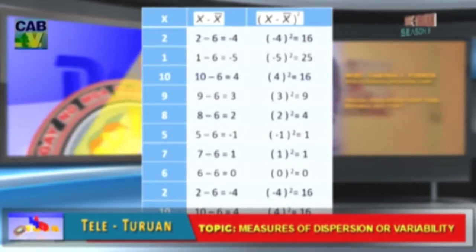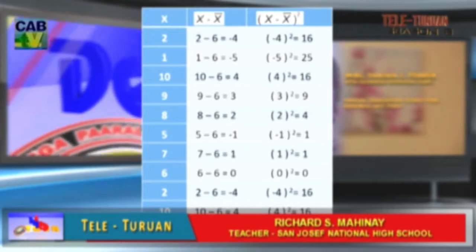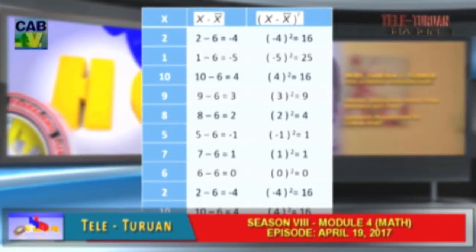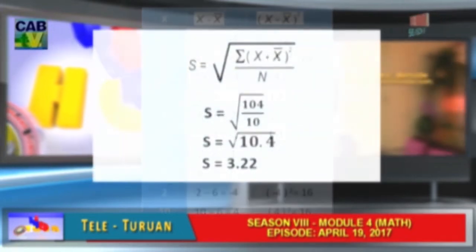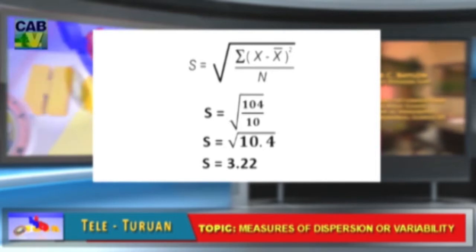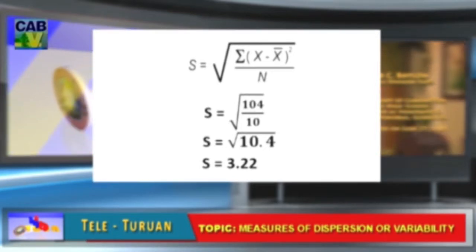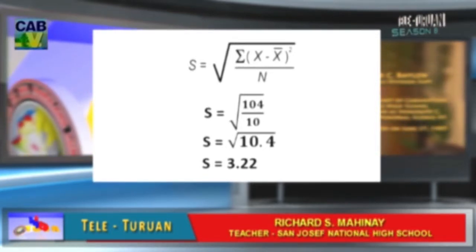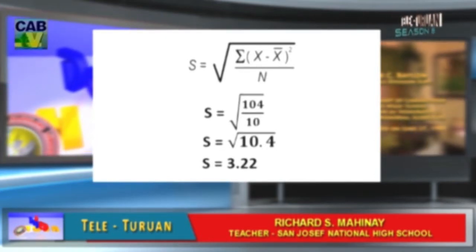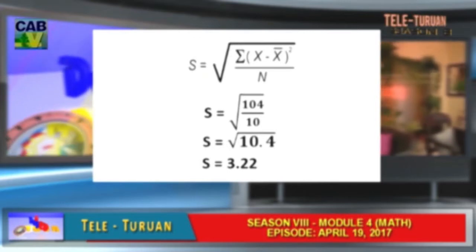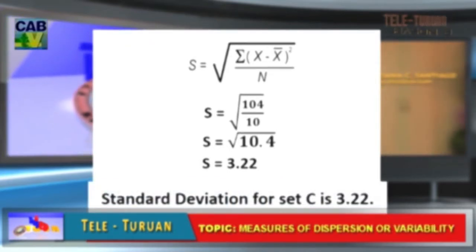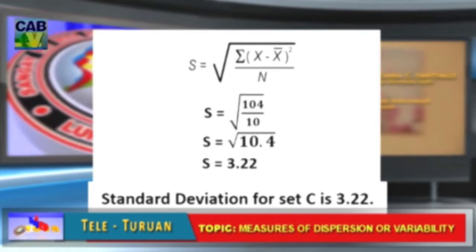In this set, the sum of the square difference is 104. Using the formula, S equals square root of 104 divided by 10 is the square root of 10.4. The square root of 10.4 is 3.22. The standard deviation for set C is 3.22.